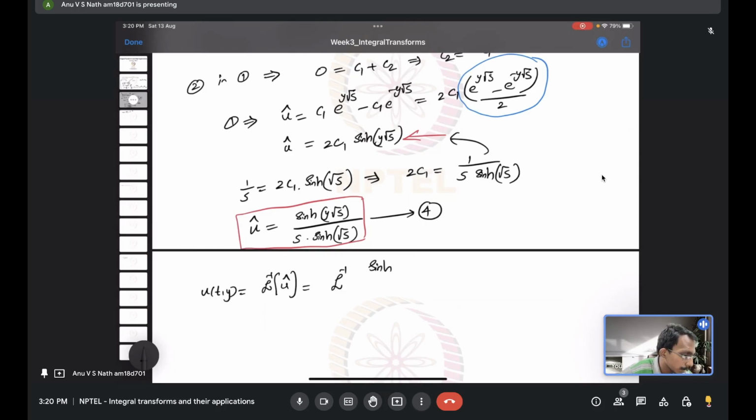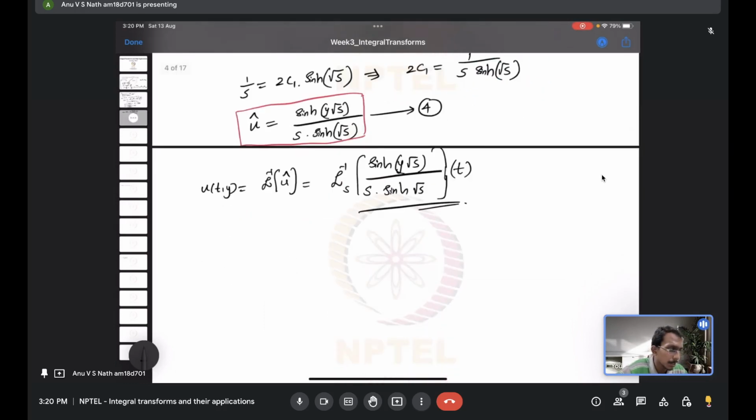this particular form, sinh(y root s) divided by s into sinh(root s). In this scenario, y will be a constant and s is the variable, so we have to invert it from s to the t variable. That's how we will get the solution. That we will do, but before that, any doubt until here?